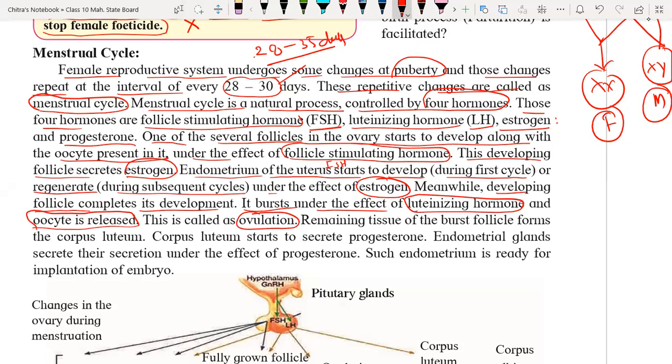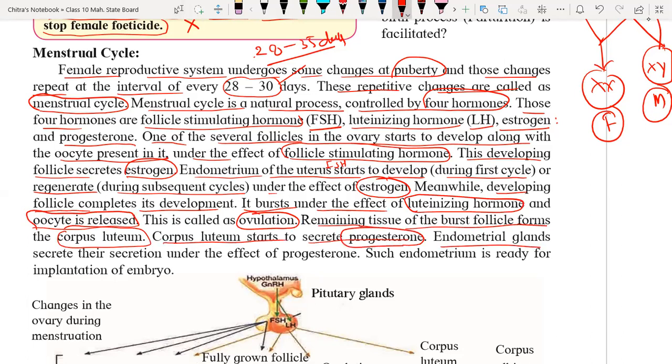Very important. Ovulation means the releasing of the egg cell by the oocytes into the oviduct. The remaining tissues of the burst follicle form the corpus luteum. It is again a kind of hormone gland. That corpus luteum starts to secrete progesterone. Very important.